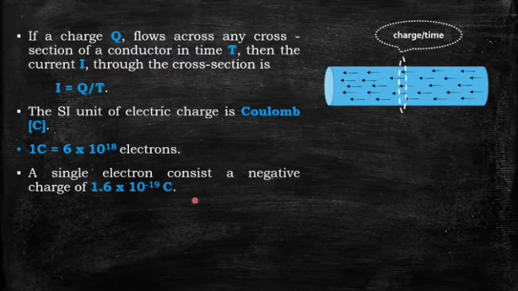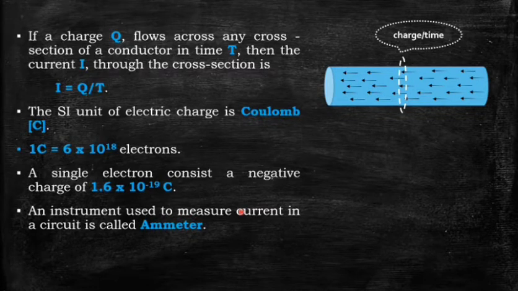A single electron consists of a negative charge of 1.6 x 10^-19 coulomb. A single electron has a negative charge. You have to remember this. This is a negative charge of 1.6 x 10^-19, that is, -1.6 x 10^-19 coulomb. A single electron has this charge.